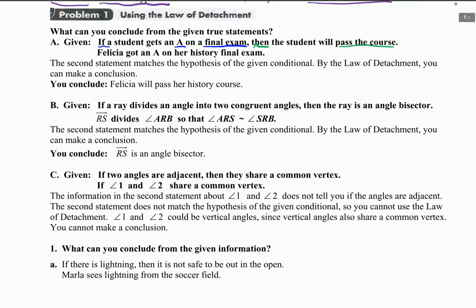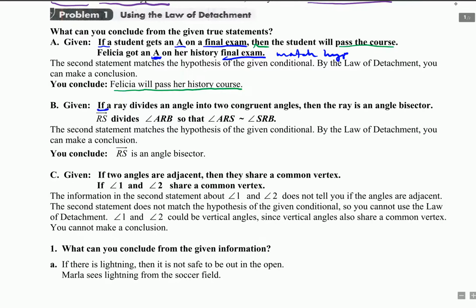Does that match our given hypothesis? Does that match our requirement? Yes, she got an A on a final exam. So because it matches the hypothesis of our true conditional, then by the law of detachment, we can conclude that Felicia will pass her history course, because that was our conclusion from our true conditional. Let's look at the next one.